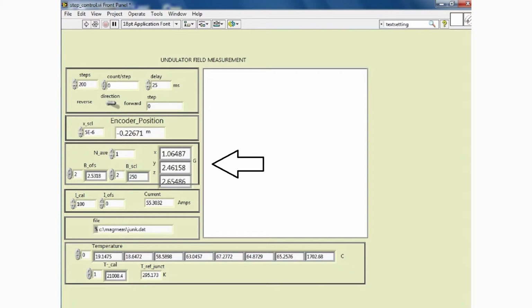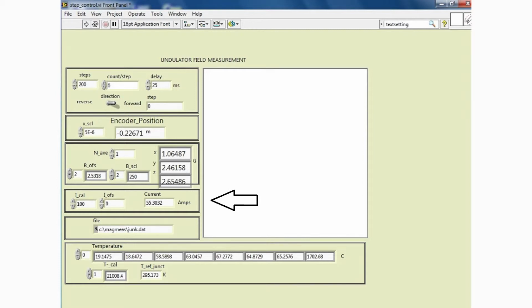Here are the magnetic field strengths normal to the X, Y, and Z directions. Obtaining these values as a function of position on the Z-axis is the primary goal of this experiment. Here we can determine the amount of current running through the undulator, as is useful when determining fluctuations in power.